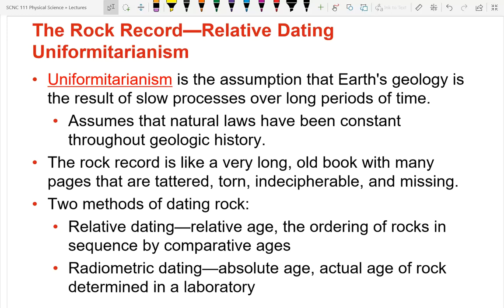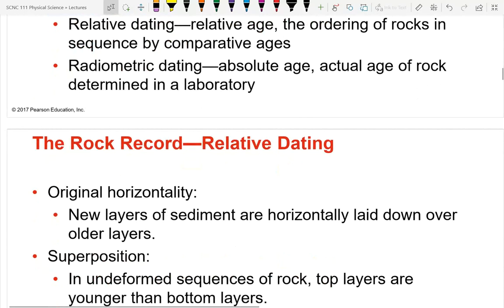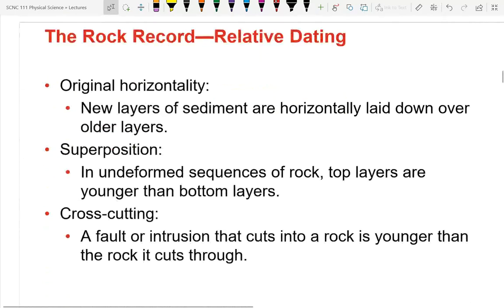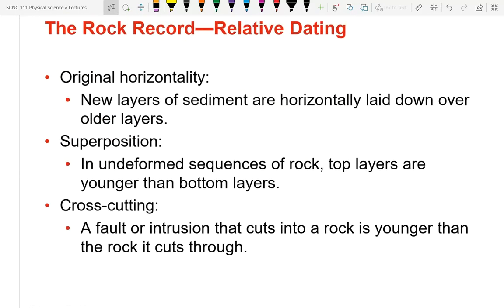And there is superposition. I don't know if I have a separate slide on superposition or not. Yeah, I do. Next slide. So superposition, I'm going to go to this one and then come back. Original horizontality, those are two important concepts related to the laying down of the record.